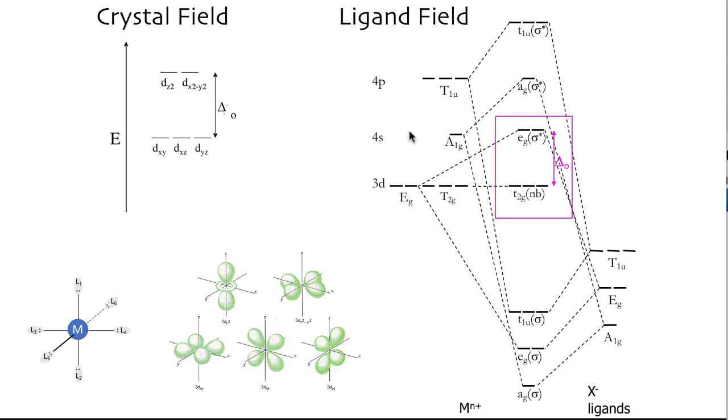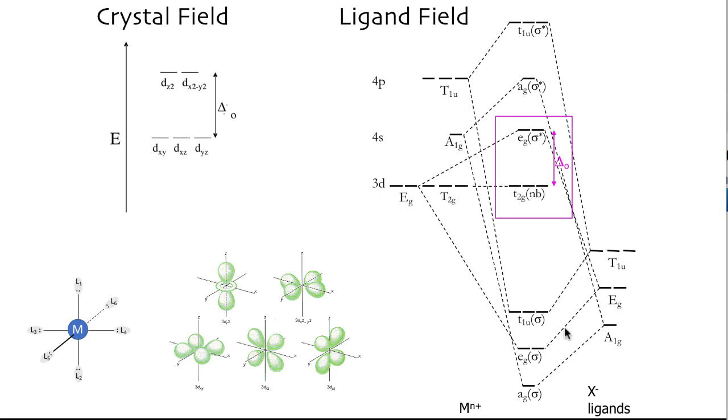Since this is an octahedral structure, we have 6 ligands. Each ligand comes in with a pair of electrons. So we have 12 electrons that will be added to our MO diagram from the ligands. 2, 4, 6, 8, 10, 12. Those will go into the lower lying bonding orbitals, sigma bonding orbitals.